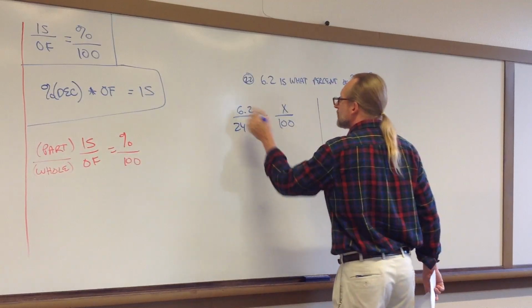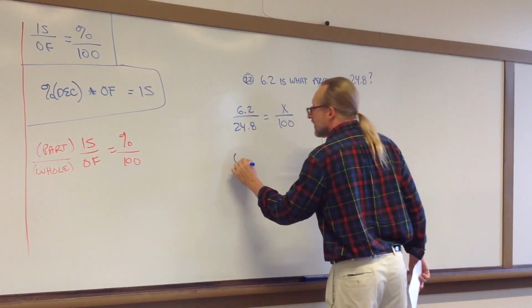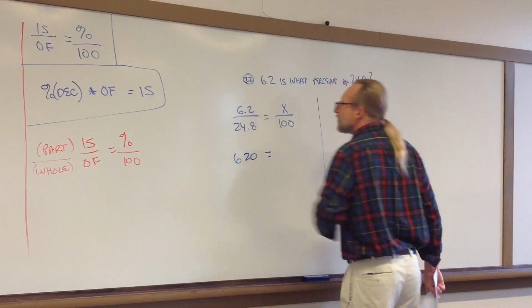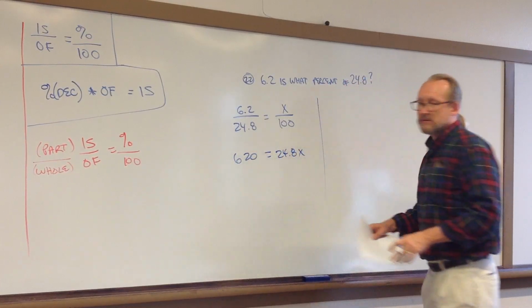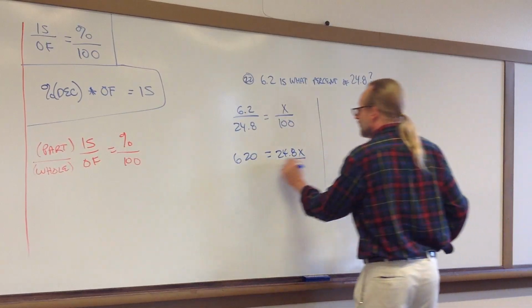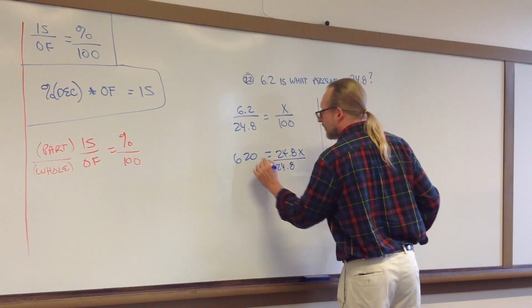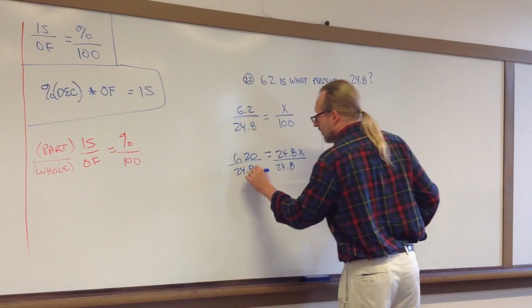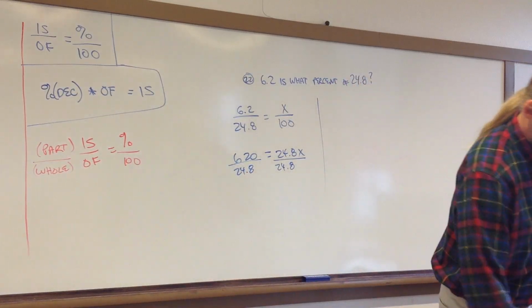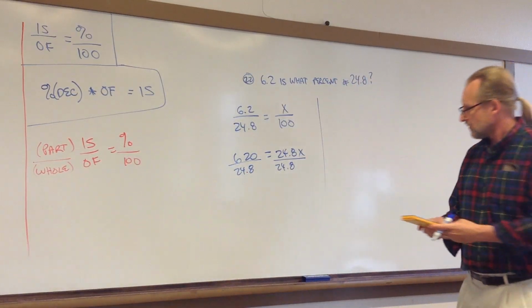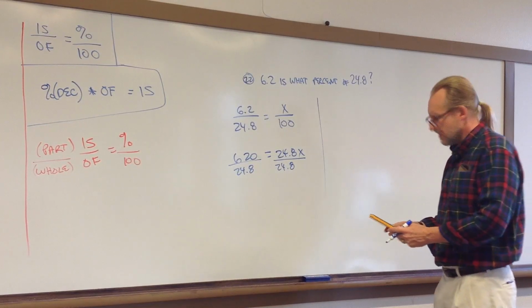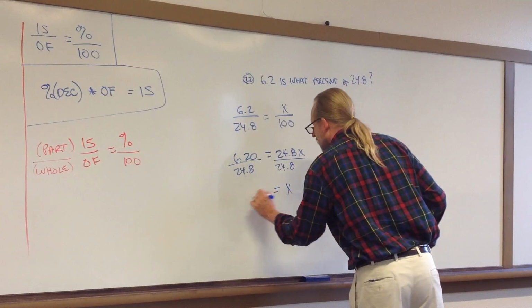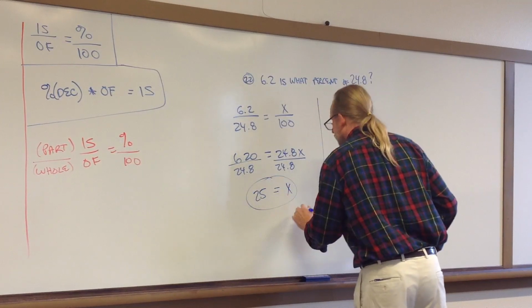So if we cross multiply, 6.2 times 100 would be 620. And this will be 24.8 times x. And then we'll divide on both sides by 24.8. So 620 divided by 24.8 gives us 25. So 25%.